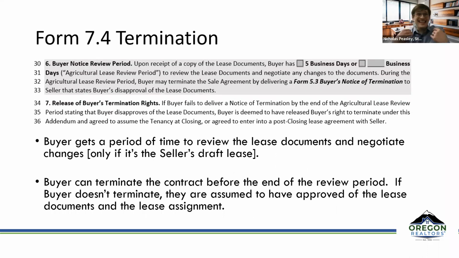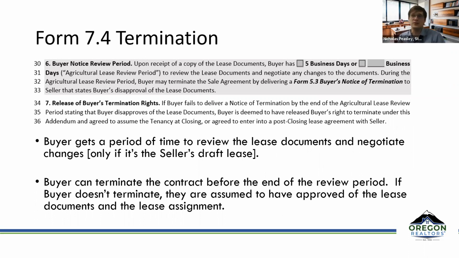The buyer then, once they get these documents, has a period of time to review the lease. They get 5-ish days. You can set it up for more than 5 if you want. They get 5 days to review the lease documents and negotiate changes to the documents. If they're lease documents with the seller, you can negotiate those. You can technically try and negotiate with the tenant, but you're not going to get much there. During this period, you can try and do that, or you can terminate. If you're a buyer and you get the lease documents, you get 5 days to figure it out or terminate the contract because you can't figure it out.